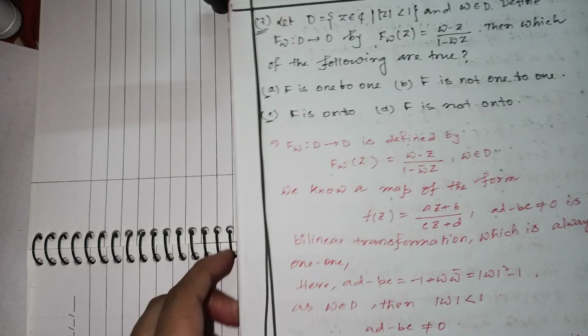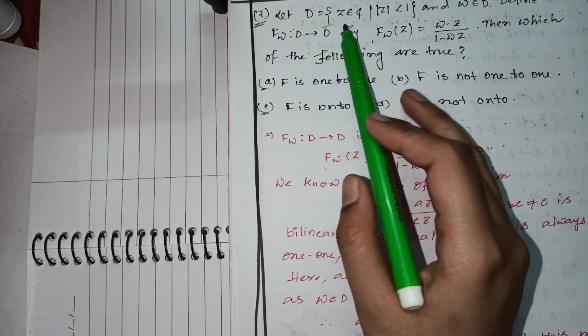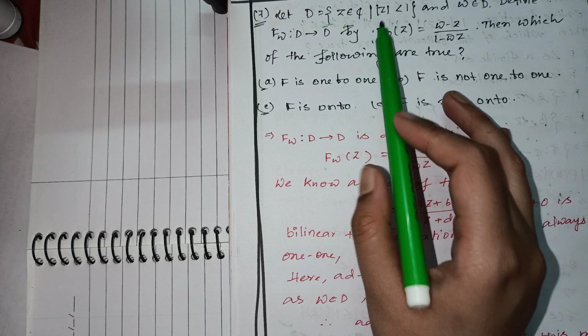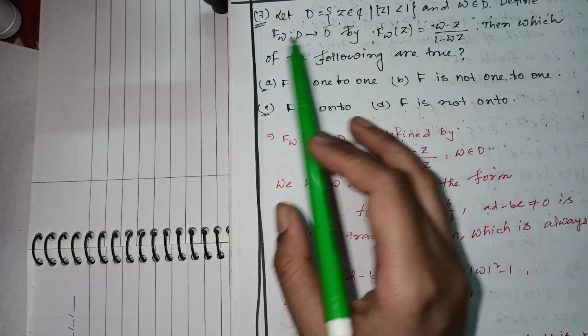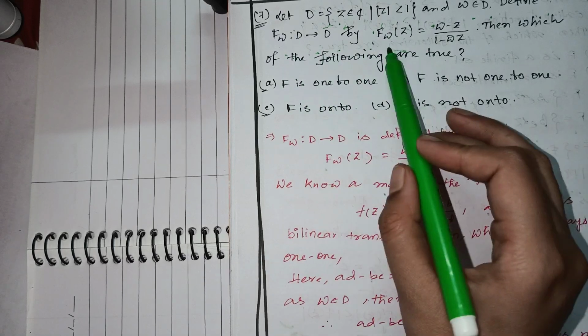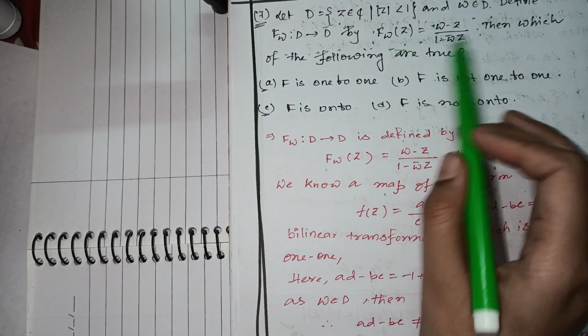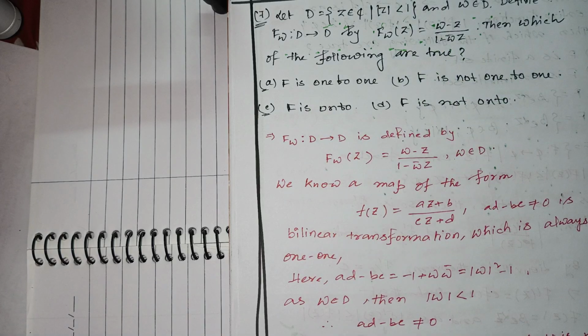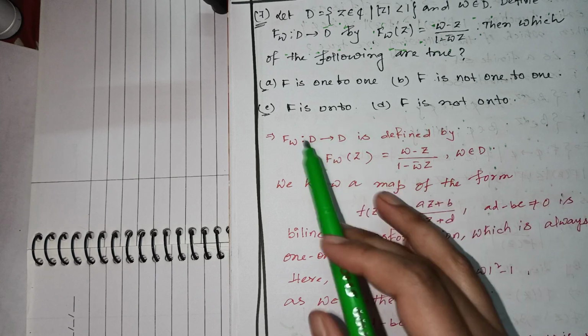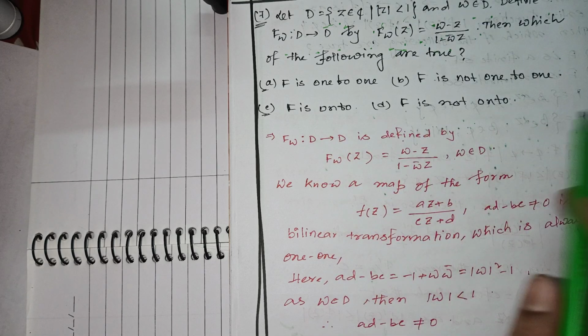The last one: let D = {z belongs to C such that |z| = 1} and w belongs to D. Define f_w : D to D, f_w(z) = (w - z)/(1 - w-bar z). Then which one of the following is correct? f is 1-1, f is not 1-1, f is onto, f is not onto.